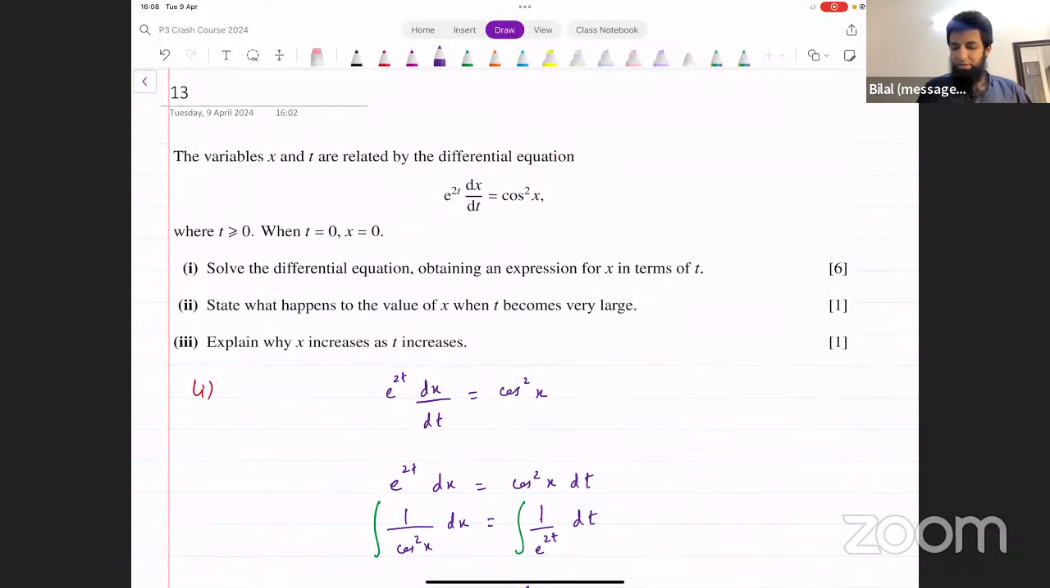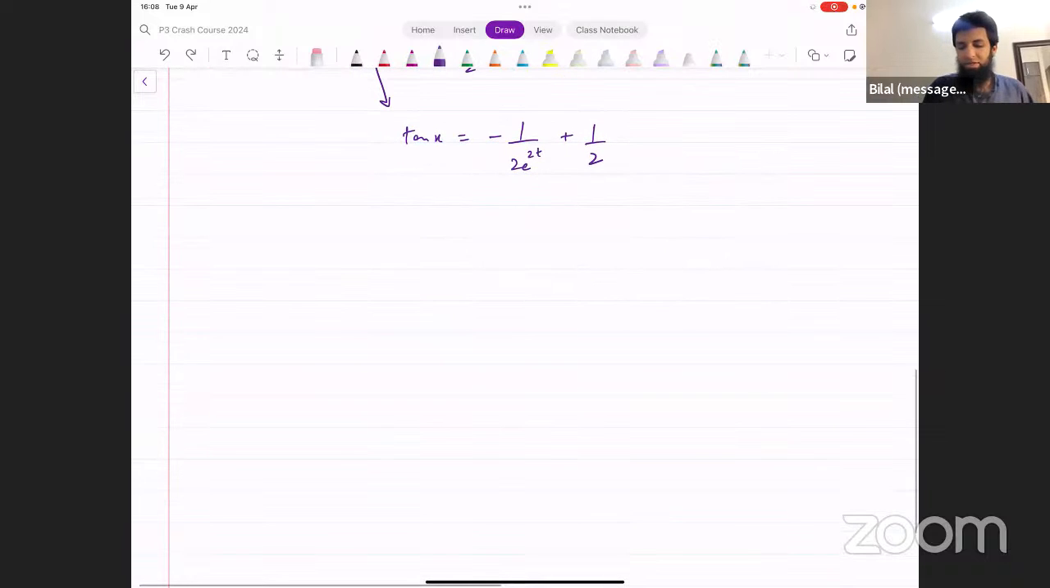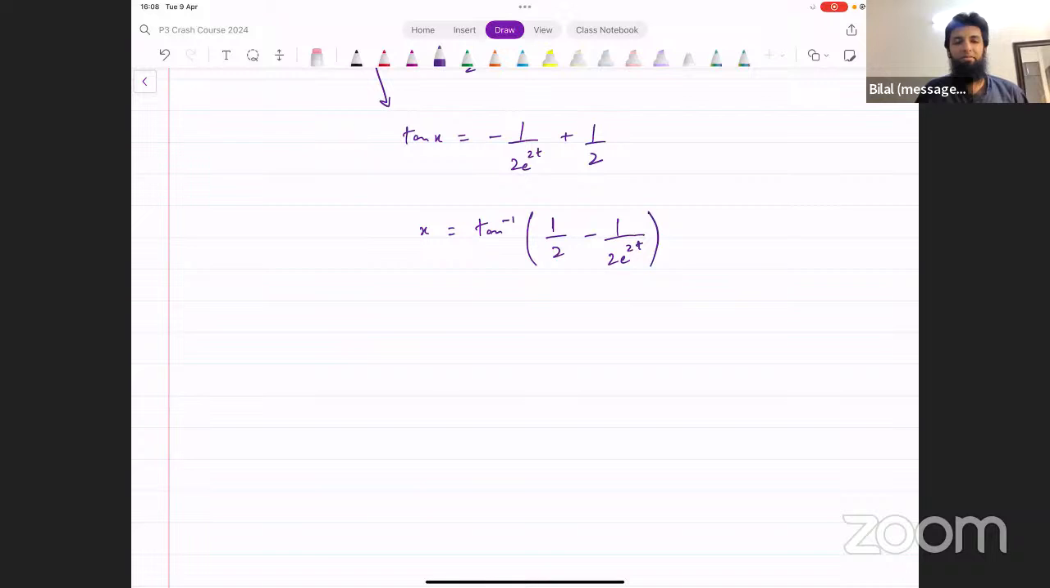Now they wanted us to obtain an expression for x in terms of t. So x needed to be the subject here. How do you make x the subject? You can take tan to the other side, and that becomes tan inverse of minus 1 over 2 e raised to the power 2t plus 1 over 2. Or you can write it as 1 over 2 minus 1 over 2 e raised to the power 2t. That is x in terms of t, and that's what we were looking for.